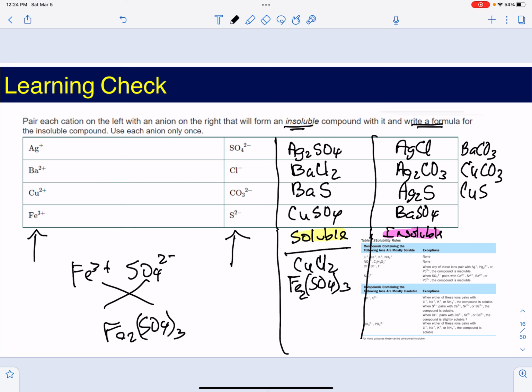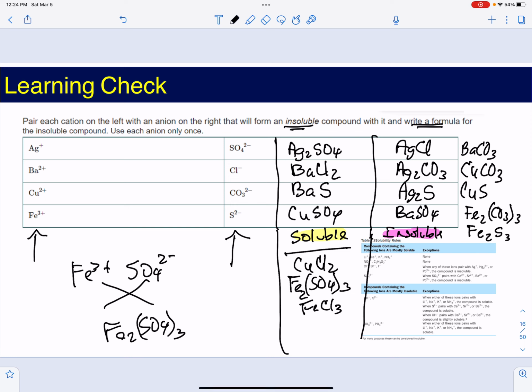Iron chloride, that's going to be soluble also, and it's going to be like that. Iron 3 carbonate, carbonates are going to be insoluble. So that's going to be insoluble over here. So that's going to be Fe2(CO3)3. And iron sulfide, also going to be insoluble. It's going to be 2 and 3.